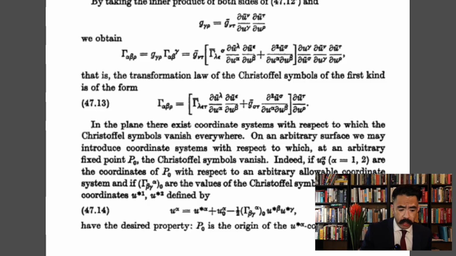In the plane, there exist coordinate systems with respect to which the Christoffel symbols vanish everywhere. On an arbitrary surface, we may introduce coordinate systems with respect to which, at an arbitrary fixed point P_0, the Christoffel symbols vanish.